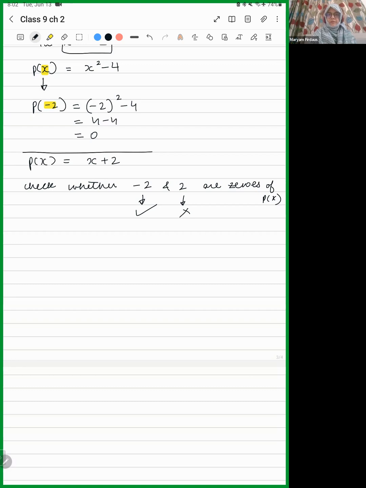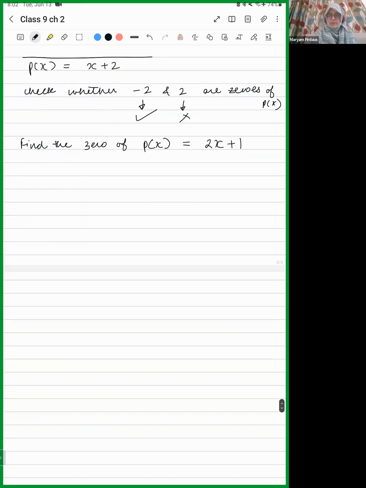Fine. Find the zero of the polynomial 2x plus 1. How do we do it? Tell me, how are you going to solve it? What's the first step? We'll say p of x equals 0. That means 2x plus 1 equals 0, and then we will solve it. So what value of x will we get?